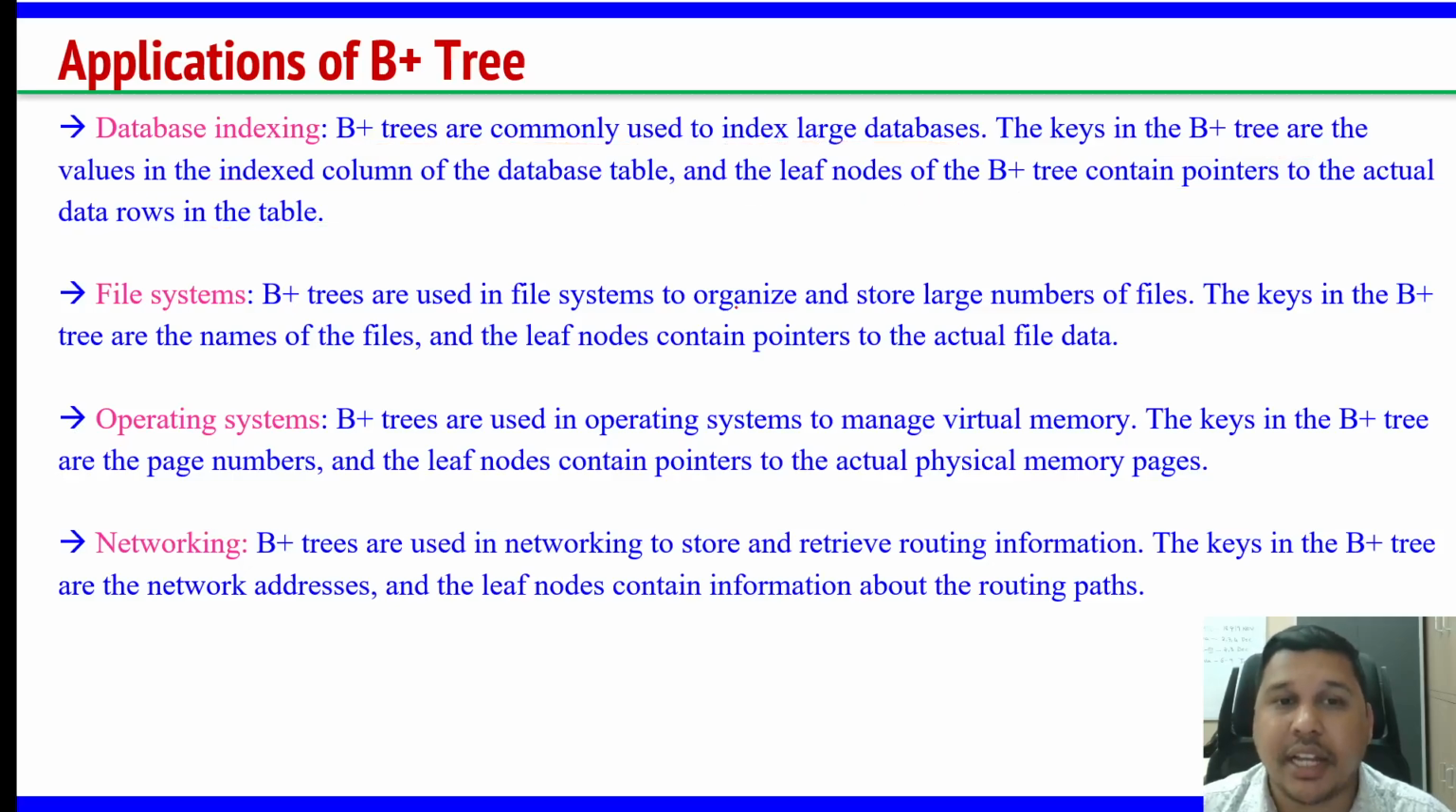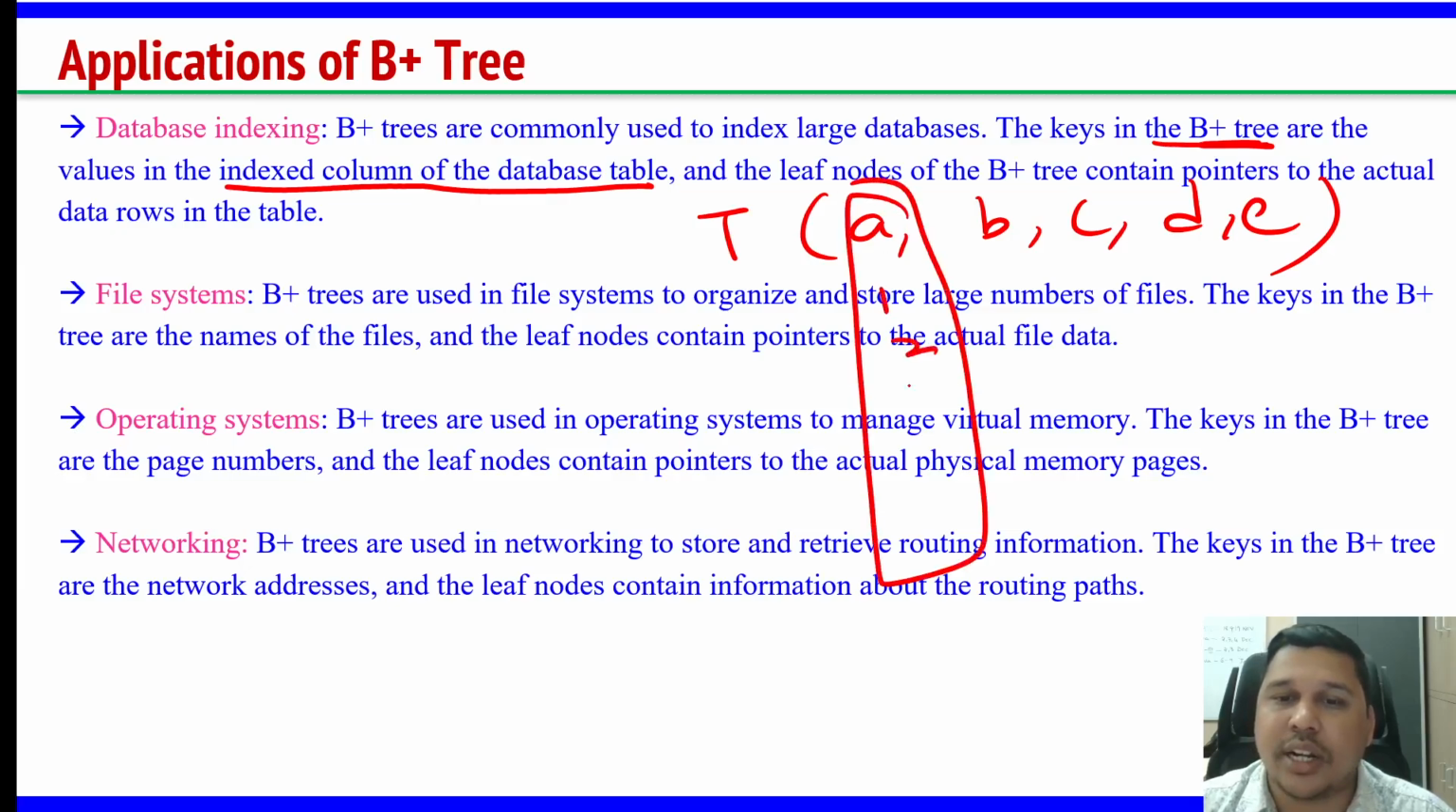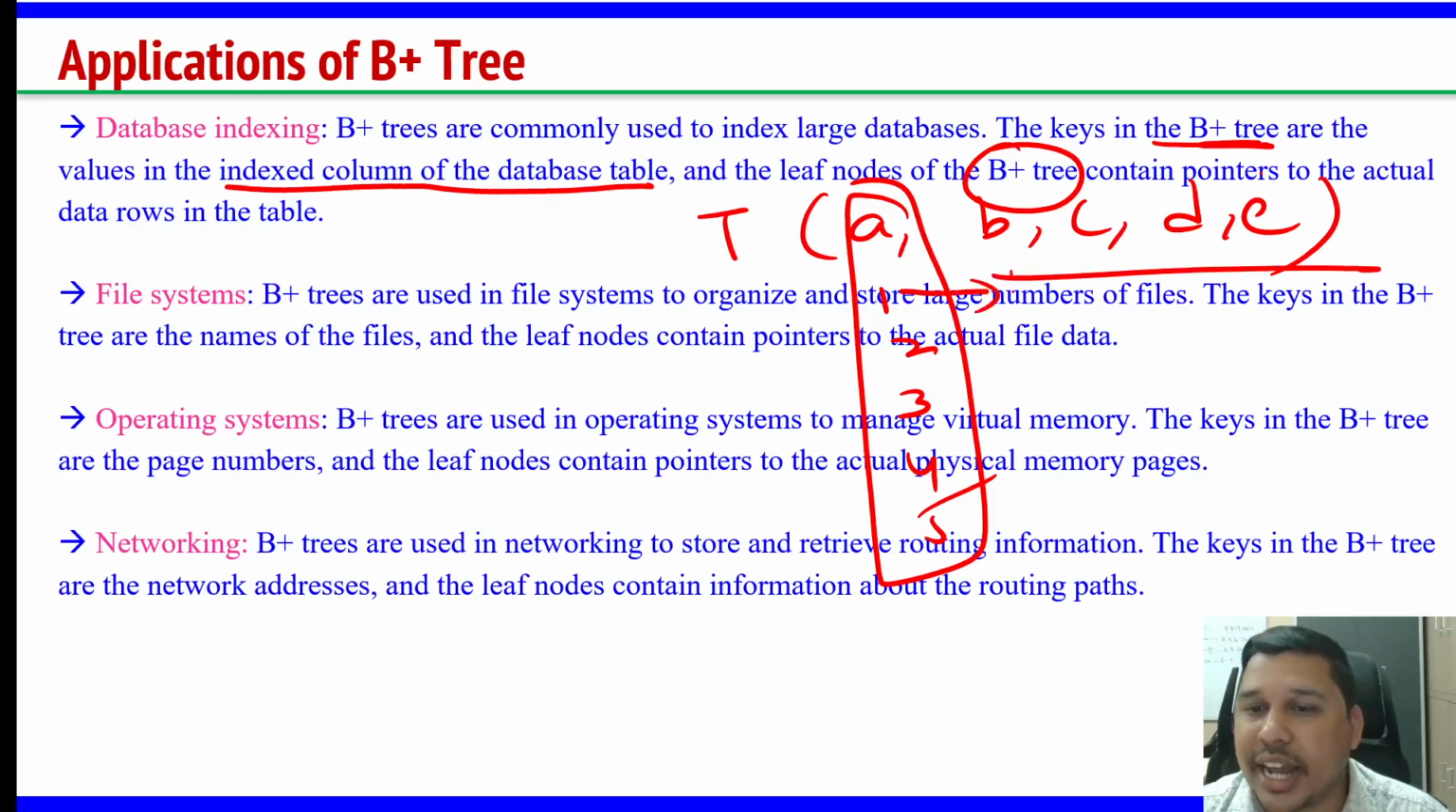See, you are having a table with you. A table which contains the columns A, B, C, D and E. The keys in the B plus tree are the values in the indexed column of the database table. Maybe it contains 1, 2, 3, 4, 5 as the values. They are there in the keys, and the leaf nodes of the B plus tree contain pointers to the actual data rows. So, 1 contains the access to this data B, C, D, E values. 2 contains the access to this data.